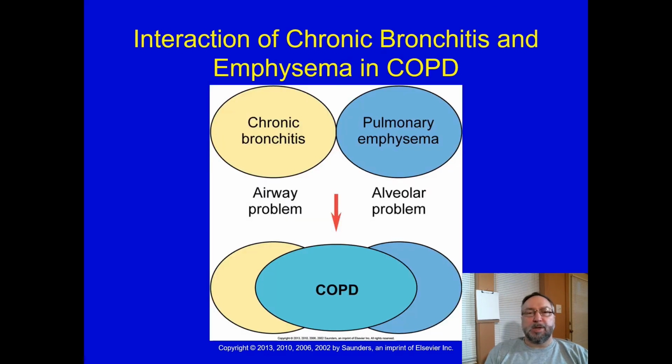This slide here is just kind of showing the relationships. COPD, you've got chronic bronchitis, right? You've got chronic bronchitis here, and then you come over here, you've got emphysema, right? And it's saying that you've got these problems, and COPD ends up engulfing the whole thing.